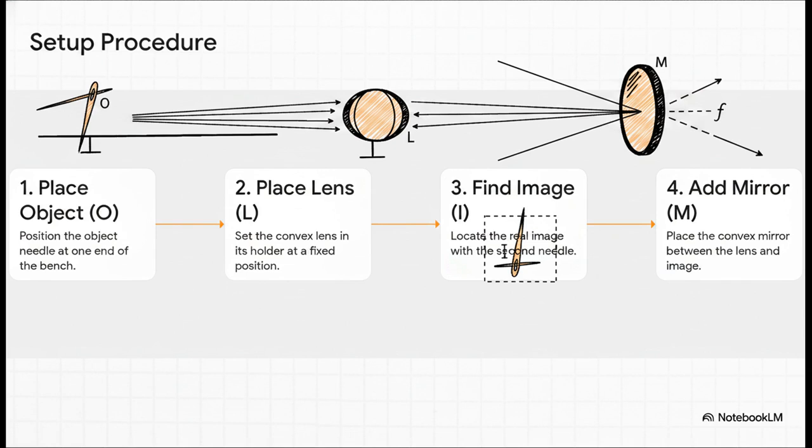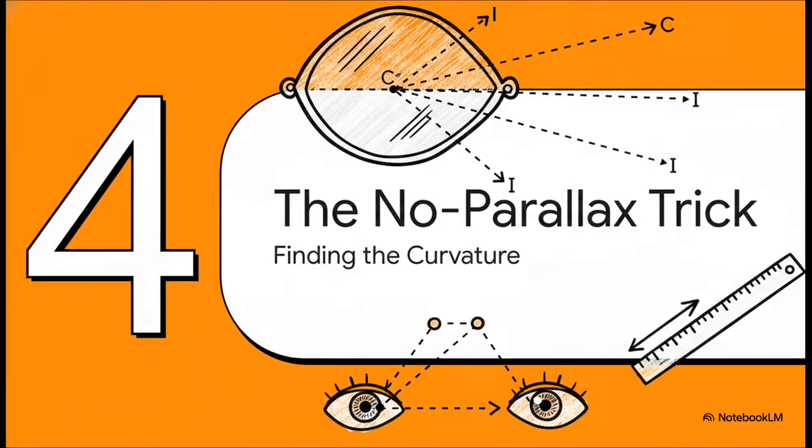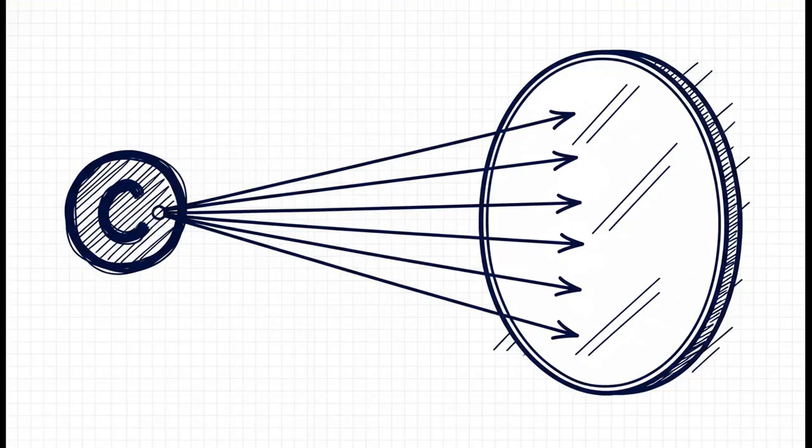You slide the convex mirror, M, into the space between the lens and the image needle. All right, this next part is where the real magic happens. The second you put that mirror in place, that original image you found, well, it vanishes. So what now? Now we use a really neat technique called the no parallax trick to find the mirror's center of curvature. The entire method hinges on one beautiful principle of optics.